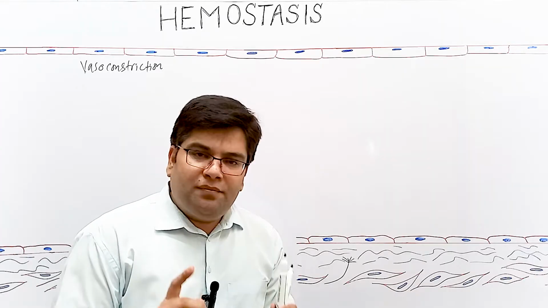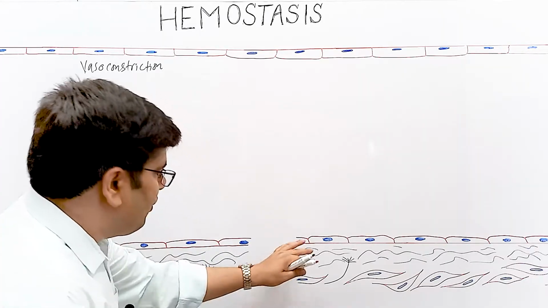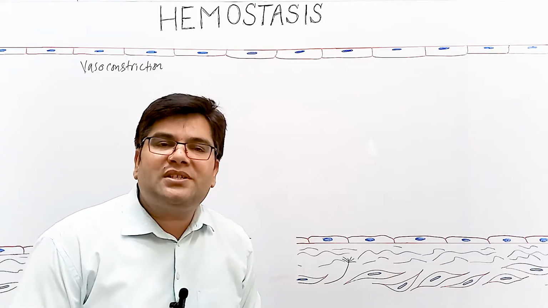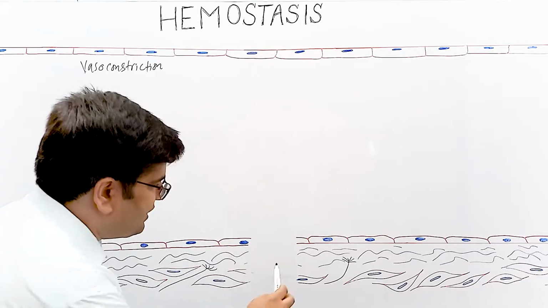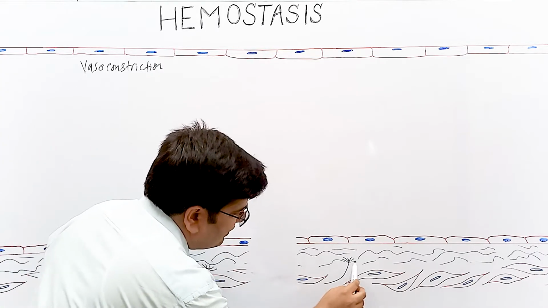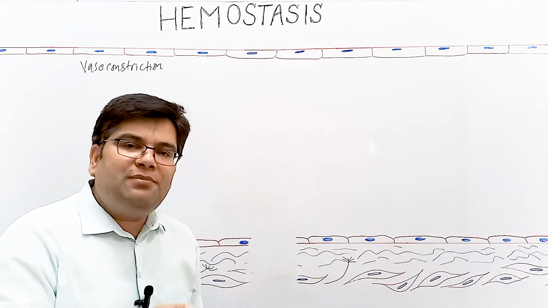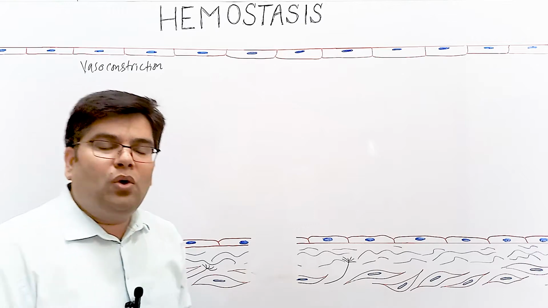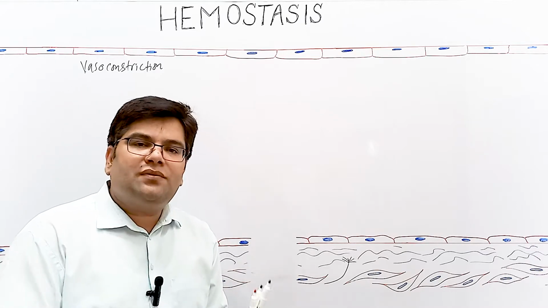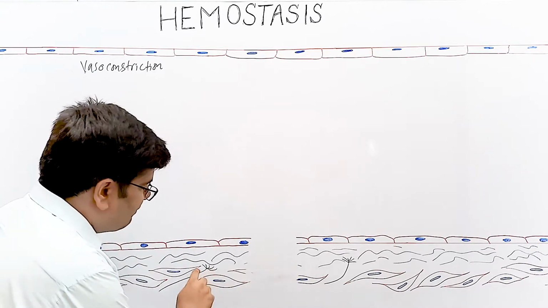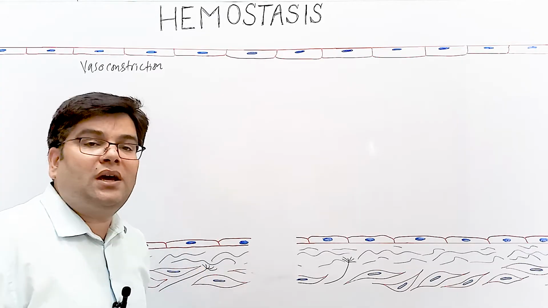The second mechanism is that because of damage to this vessel wall, there are nociceptors or pain receptors which are stimulated. So you can see here, these nerve fibers have free nerve endings. So these free nerve endings are directly affected by the trauma, and also some local chemical factors which are released here also stimulate these endings of the nerve fibers.